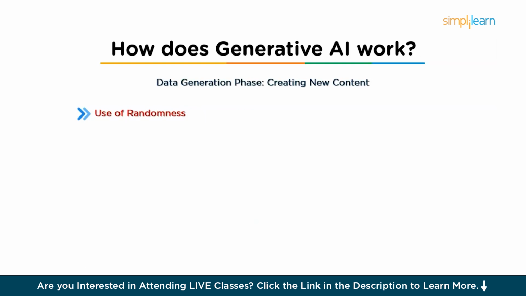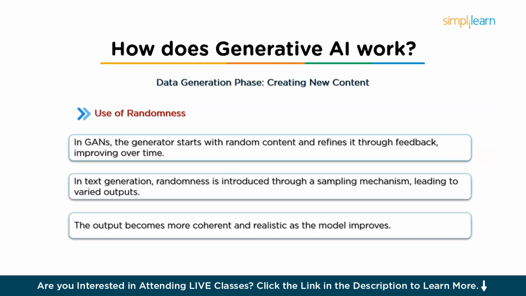Next is the use of randomness. One interesting aspect of generative AI is the use of randomness. In many cases, the model starts with a random noise vector or some random elements as a starting point. In GANs, for example, the generator begins by producing random content, like a random image, and refines it through feedback from the discriminator, as already discussed before. Over time, as the generator improves, the output becomes more coherent and realistic.